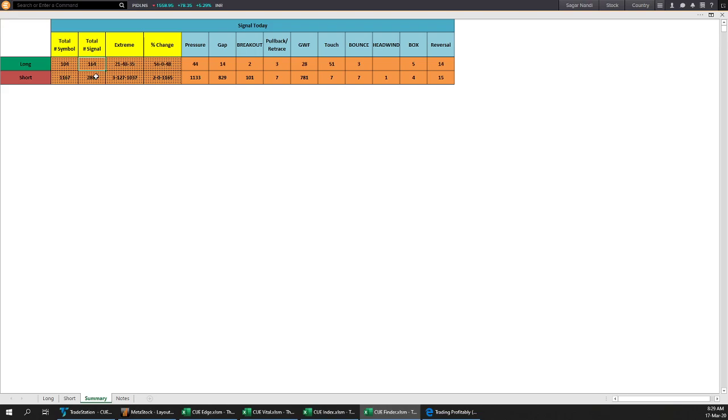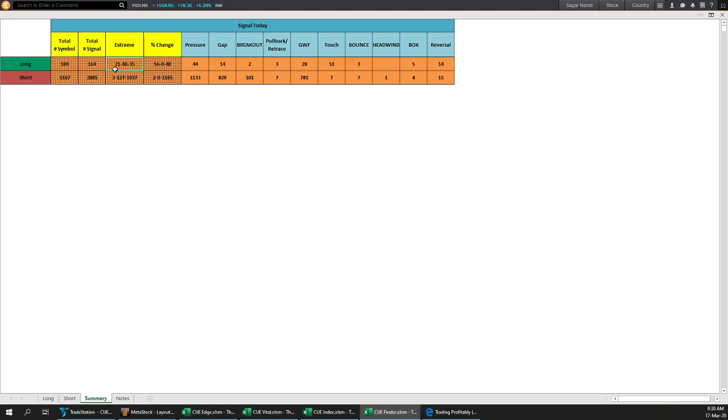Obviously it was a very bearish day. The extreme column is showing how many of these stocks are at price extreme. I mentioned the price extreme or pendulum indicator or pen bar. 3 of these are at price extreme high. That may be a good short candidate. 127 in the middle and 1037 at price extreme low. That is showing that though there are many short signals, most of them are at price extreme low, not an optimal point to short. What about long?